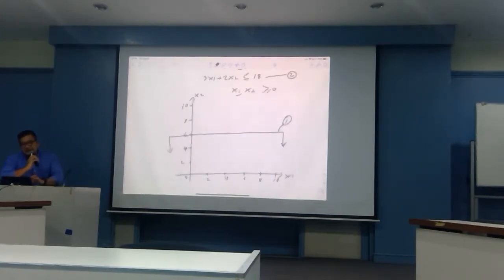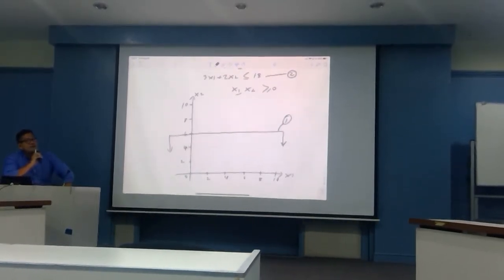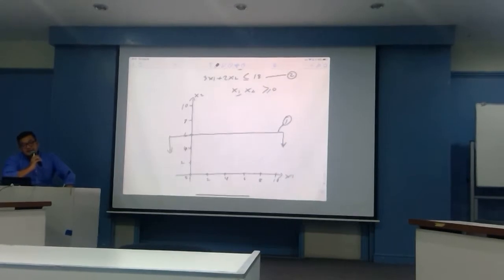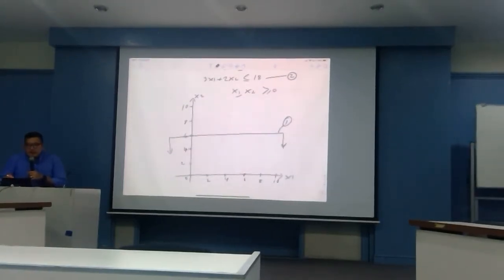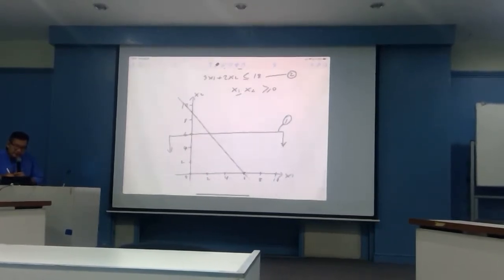The second constraint is 3x1 plus 2x2 less than or equal to 18. So we draw the graph for 3x1 plus 2x2 equal to 18 first. For the x1 intersection, we substitute x2 to be 0. We have 3x1 equal to 18, so x1 cuts at 6. And then for the x2 intersection, we substitute x1 to be 0. We have 2x2 equal to 18, x2 equal to 9. So then this is the graph of the second constraint.